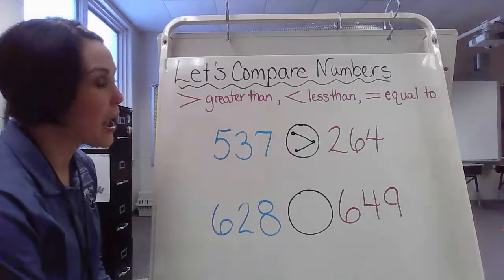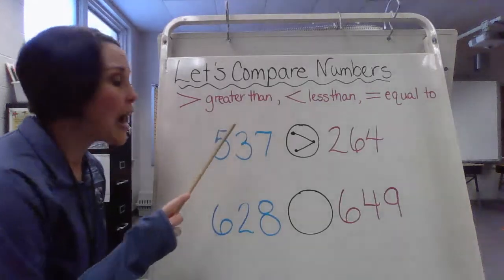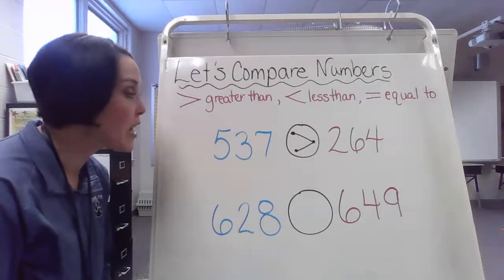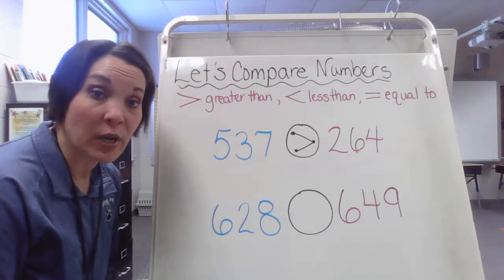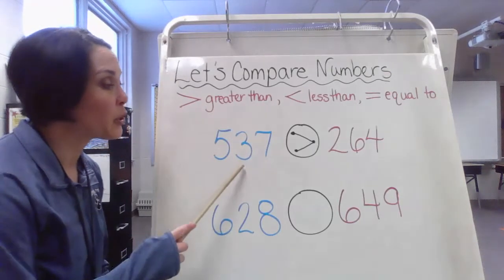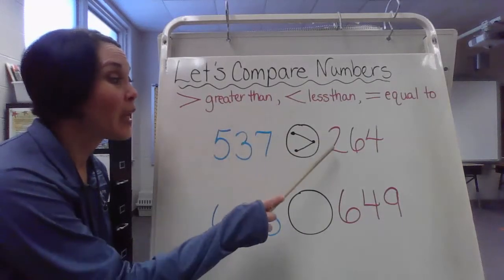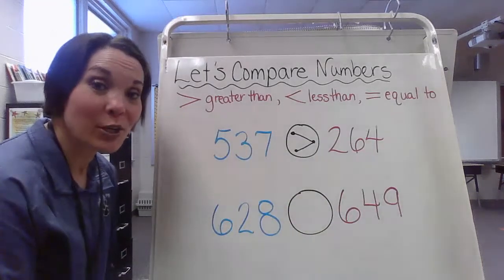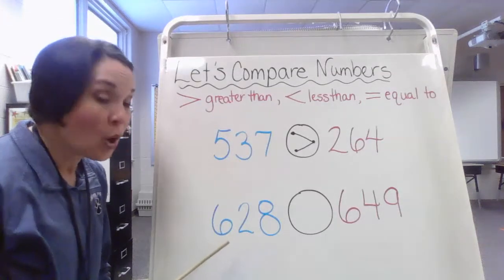Looking at what I have, this is how I would read it. I just don't want to say 537 is bigger, and I don't want to say 537 is more. There's a better way to read it, so let's read it correctly: 537 is greater than 264. Now we're good to go. Let's look at our next example.